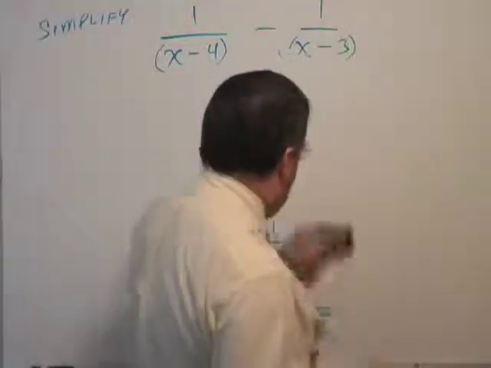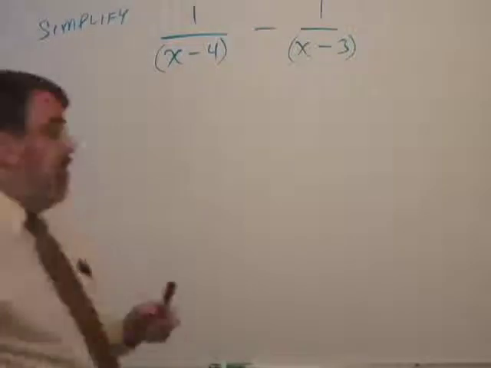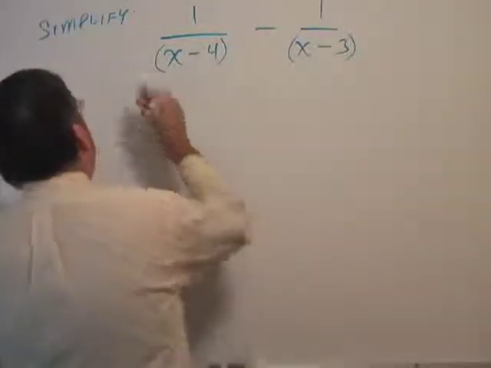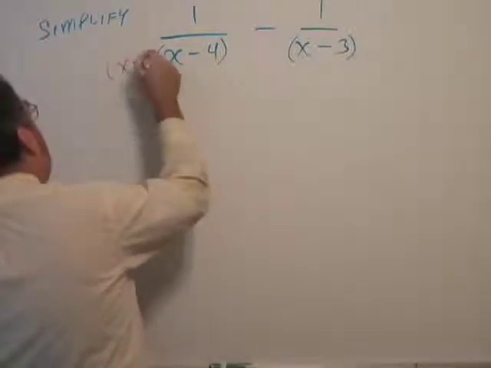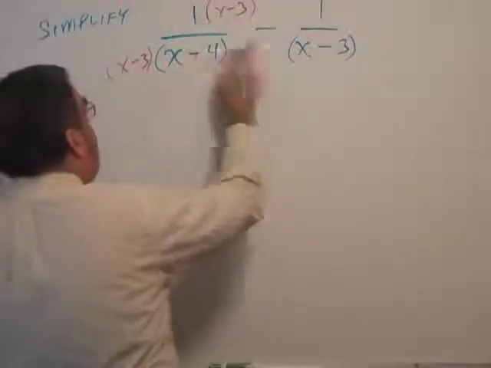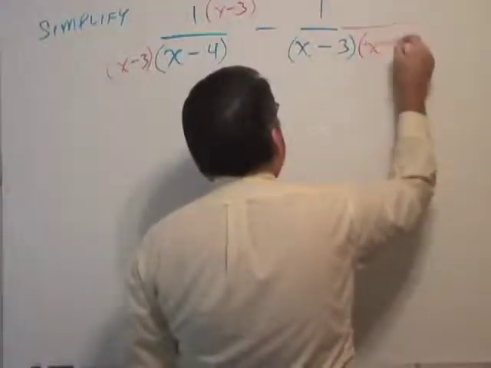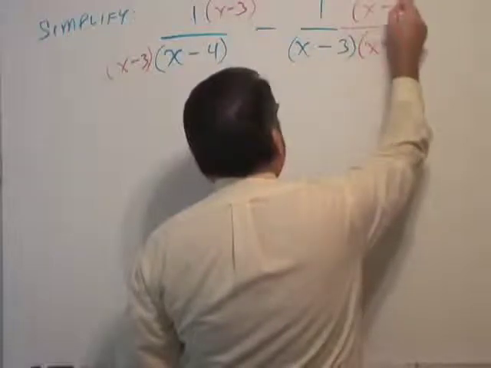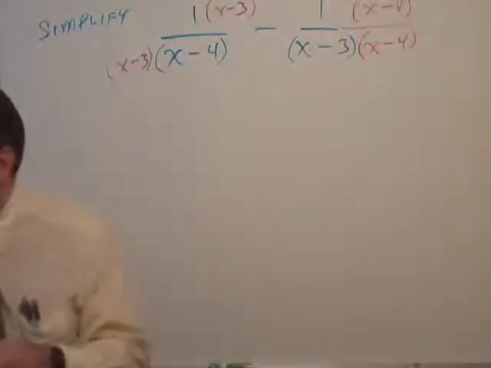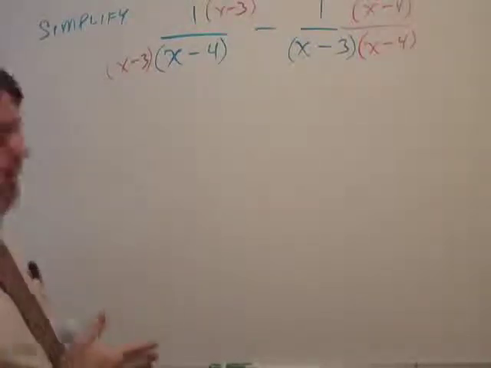Now, what is my common denominator? Over here I've got an x minus 3 that I don't have on the left, so I'm going to multiply by x minus 3. And then on the left I have an x minus 4, but not on the right, so I'm going to multiply by x minus 4. There we go. And so I do have the same common denominator now.